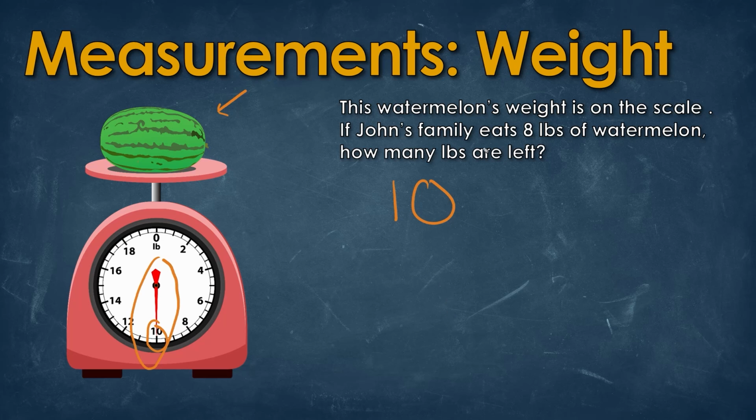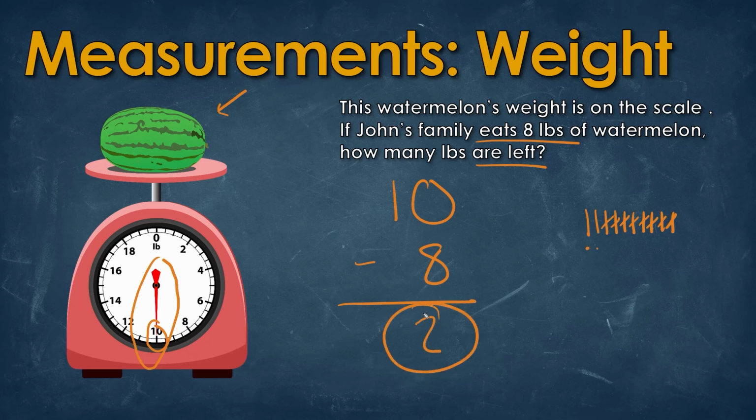It says John's family eats 8 pounds of the watermelon. How many pounds are left? So we're going to subtract and figure out what is left over. So we have 10 minus 8. Well, we can do 10 sticks. 1, 2, 3, 4, 5, 6, 7, 8, 9, 10. We remove 8. 1, 2, 3, 4, 5, 6, 7, 8. And we're left with 1, 2. So the answer is 2.